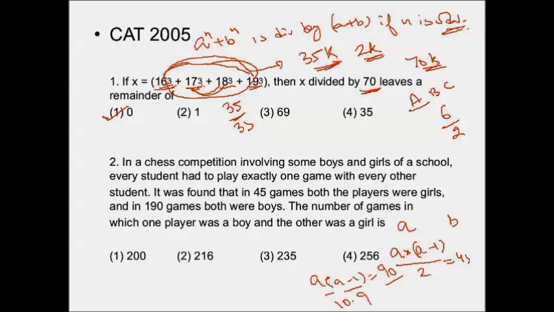Similarly, in the case of boys, we can say that B into B minus 1 divided by 2 should be 190, or B into B minus 1 should be 380. Again, two consecutive numbers whose product is 380, that means 20 and 19, which shows there are 10 girls and 20 boys. So the number of games between girls and boys would be nothing but 20 into 10, which is 200. So our answer is option 1.